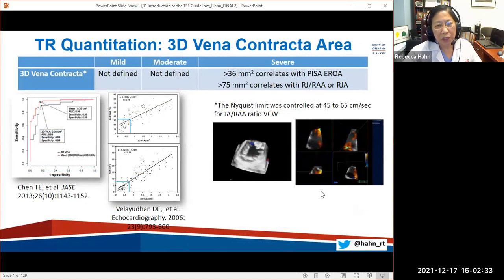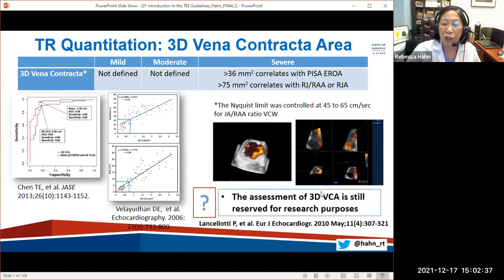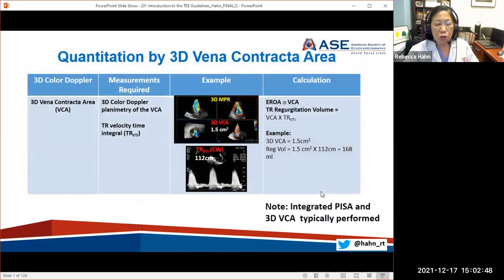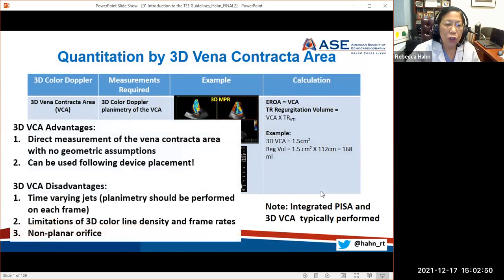Now, three-dimensional vena contracta area is in our guidelines. The European guidelines suggest that it's still reserved for research purposes, but I don't think so. There's lots of data now that have used three-dimensional vena contracta area and compared them to PISA. And so you can do a 3D VCA, obviously, on transthoracic as well as transesophageal, obviously a little easier on TEE with higher line density and frame rates.